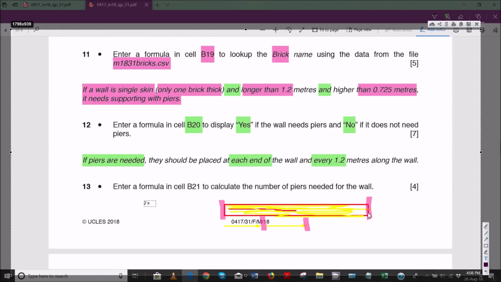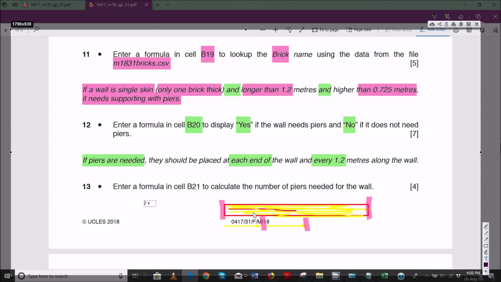So again, you need to test for this part which says yes, that you need piers. So you check if it is equal to yes. If it is equal to yes, then you add 2 plus, and then you now have a condition to check if at all it is 1.2. The length of the wall is 1.2 meters.